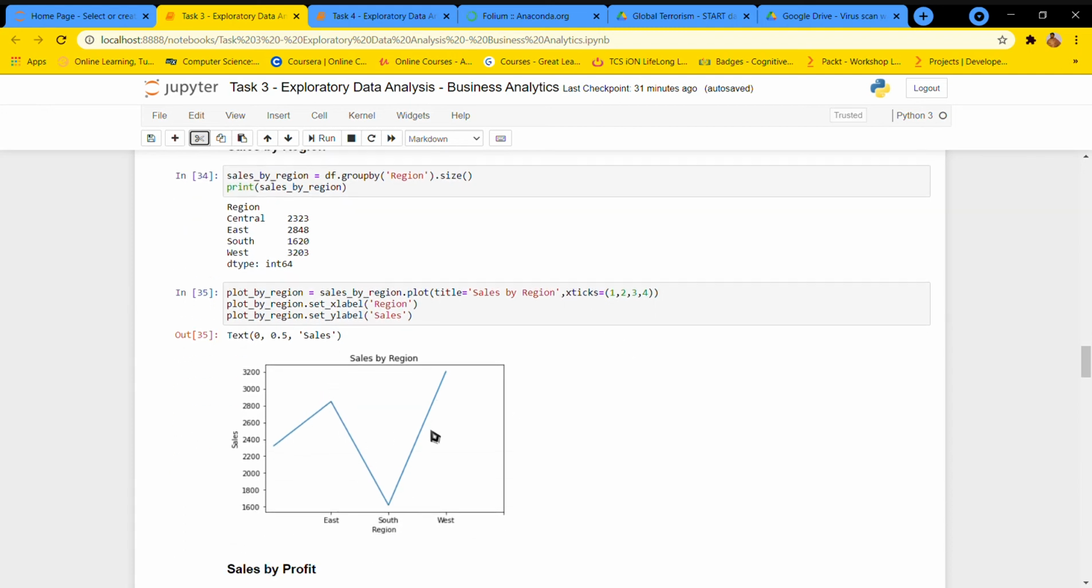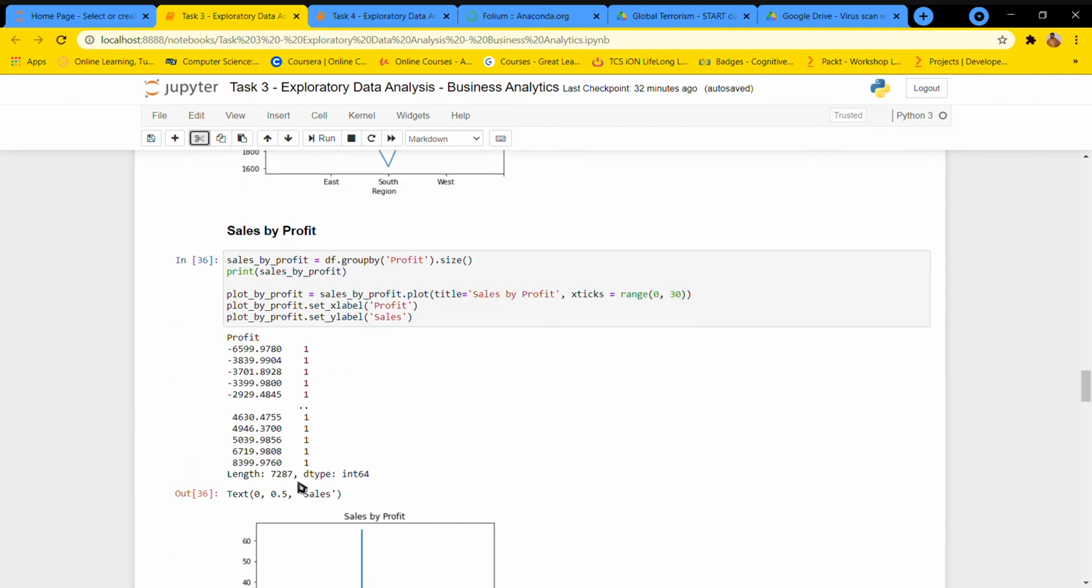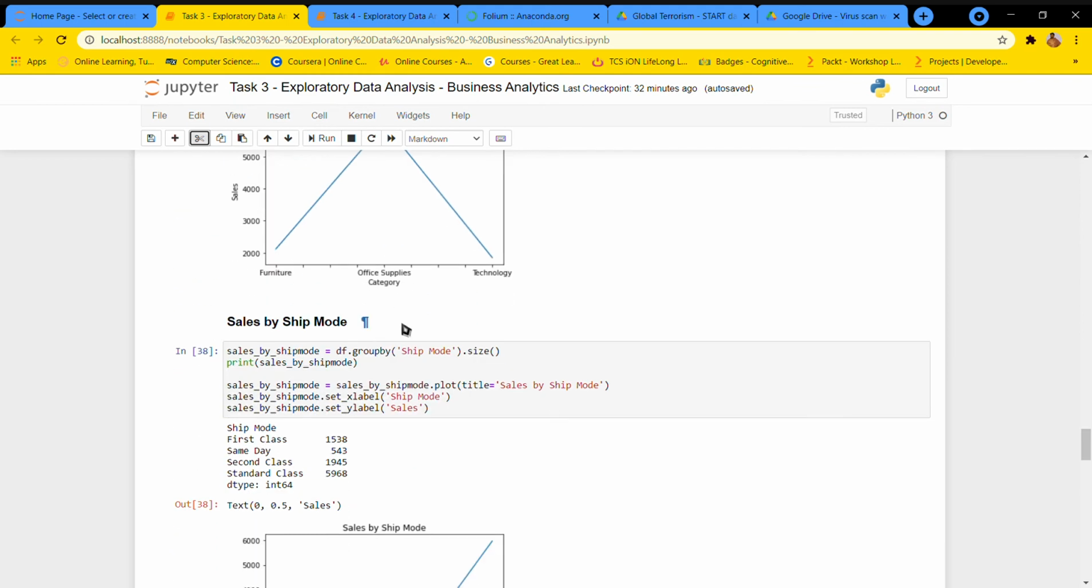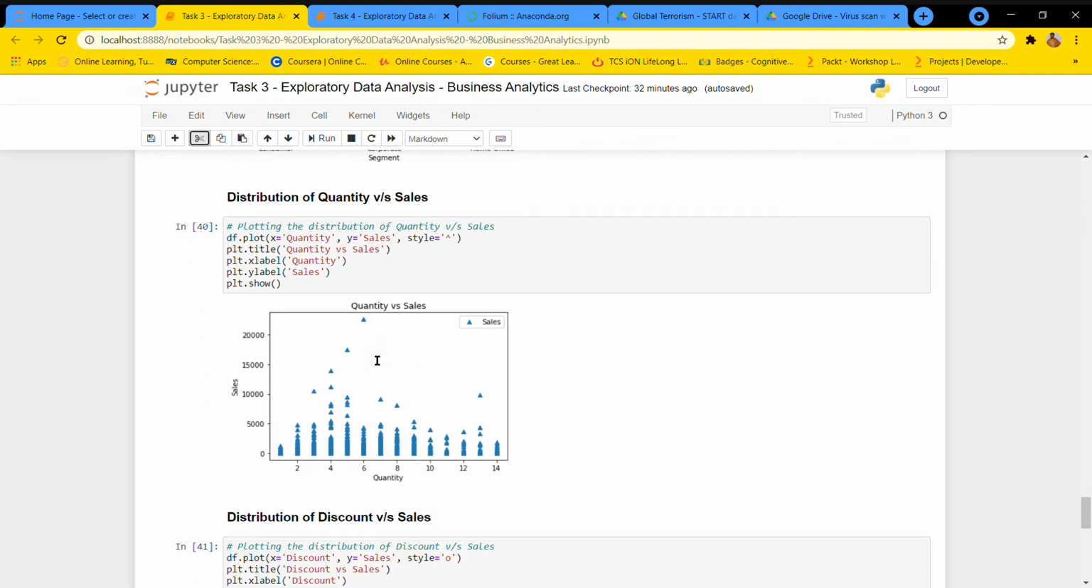It's like this. Then I plotted a graph between sales by profit. Here's the profit and here's the sales. Then I plotted a graph. Then sales by category, then sales by ship mode, sales by segment. Then I started plotting graphs with quantity.